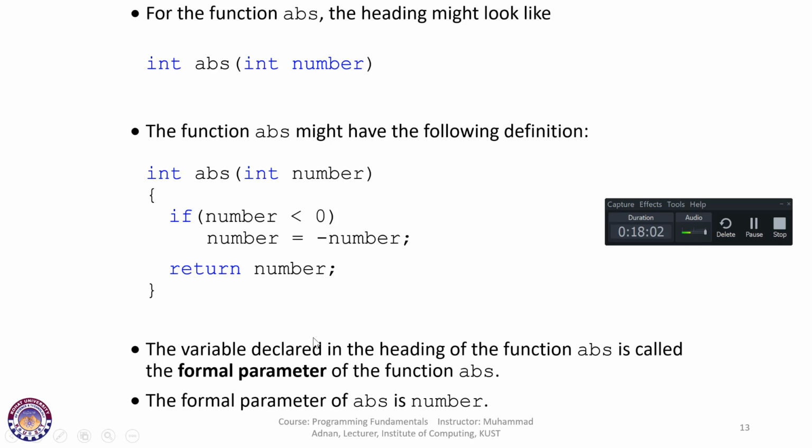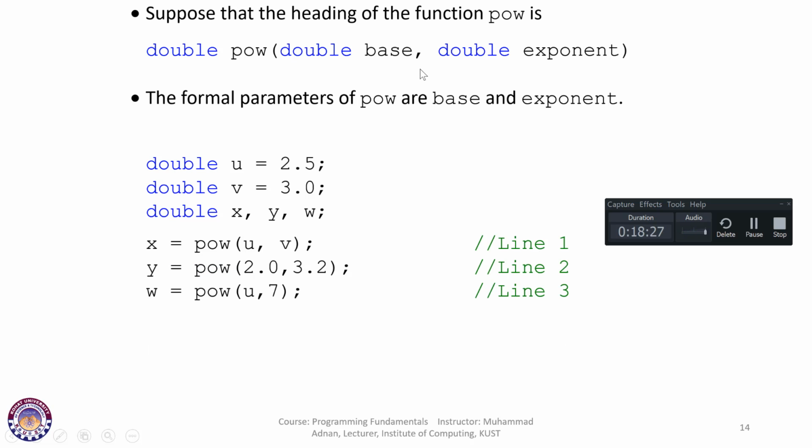The variable declared in the heading of the function absolute is called the formal parameter. So this is called the formal parameter of the function absolute. The formal parameter of the function is number. So remember, if you write a user-defined function, it has a heading and it has a body. Together, heading and body make a function definition. You can also call this heading the function declaration.